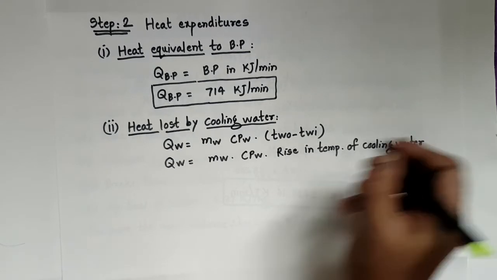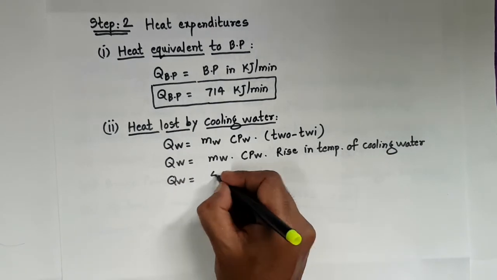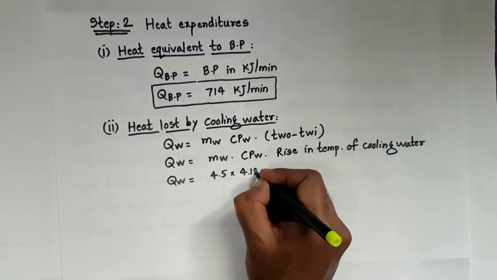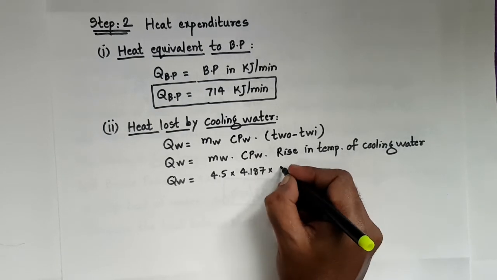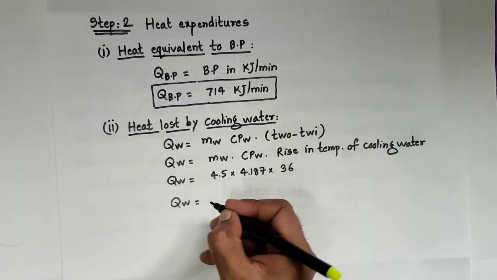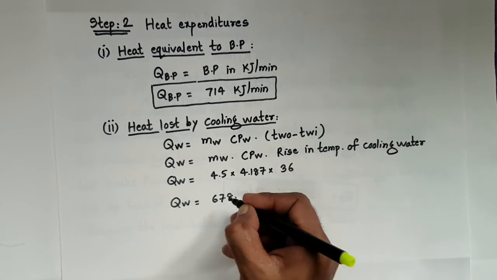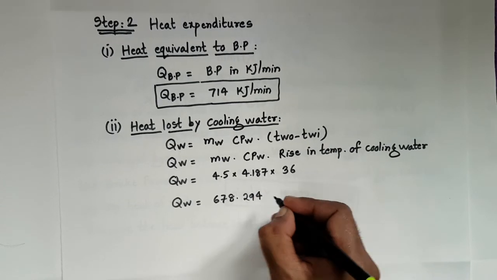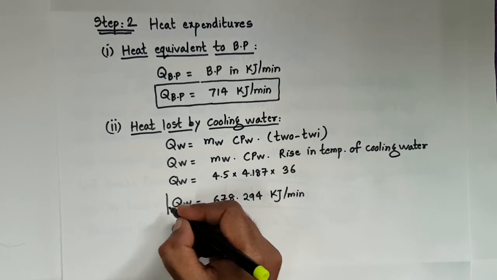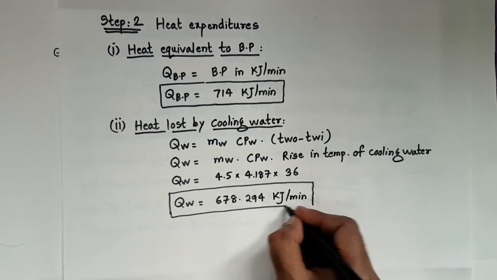That difference is already mentioned in our given data. So we'll substitute the mass of water, Cp of water, then the rise in temperature in degree centigrade, 36. So now we'll find it. So we got this value, 678.294 kilojoule per minute. This is the required answer for heat loss to the cooling water.